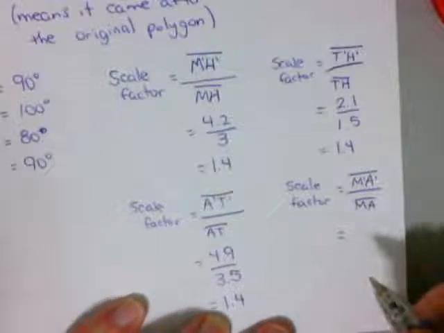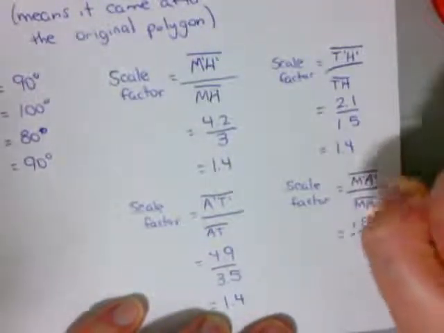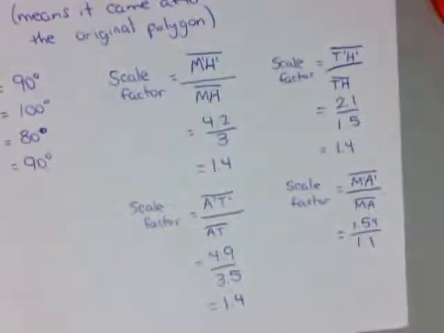So that being said, we're looking at 1.54 divided by 1.1.